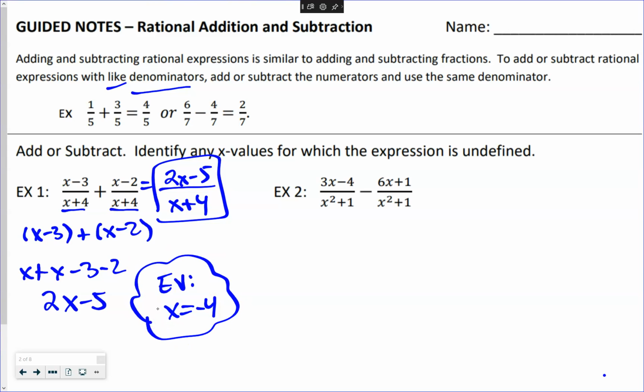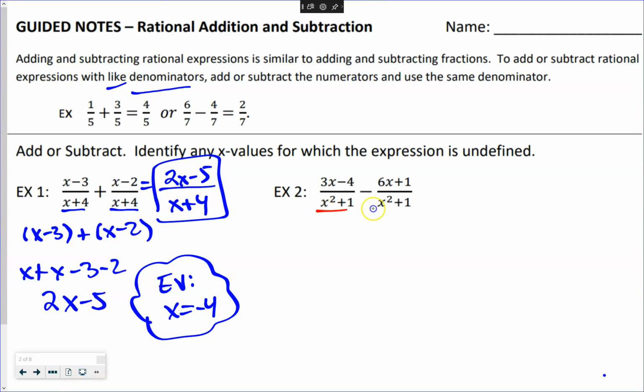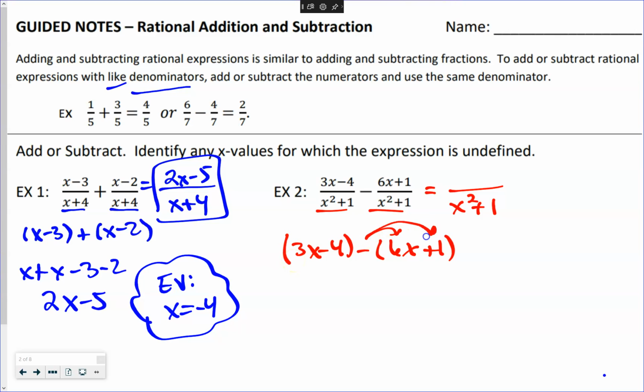All right, example 2. I see that I have a common denominator. They both have a common denominator of x squared plus 1. So we know that's my denominator. To figure out what goes in my numerator, I actually get to subtract. So when I subtract 3x minus 4 minus 6x plus 1, when I subtract polynomials, I have to remember to distribute that negative. So this is really 3x minus 4 minus 6x minus 1. 3 minus 6 gives me negative 3x. Negative 4 minus 1 gives me negative 5.